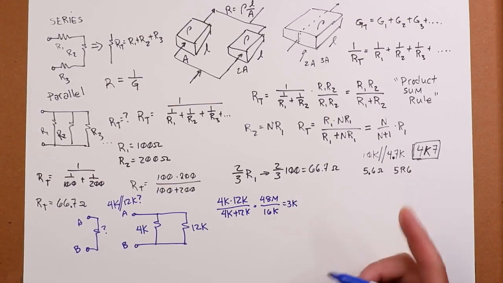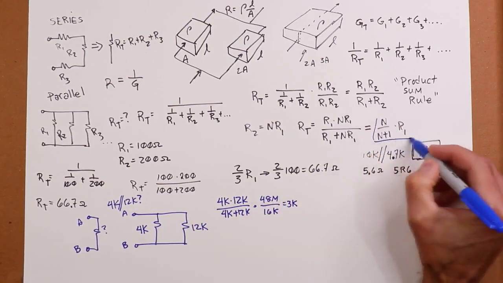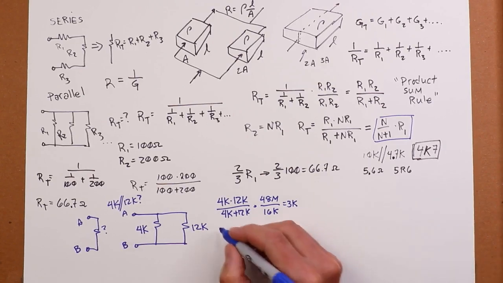Or you could use our little shortcut, this guy right here, because this is a nice ratio. This is a 3-to-1 ratio. So with 3-to-1, I expect 3/4 of the smaller. Well, 3/4 of 4 is 3. That works out perfectly.